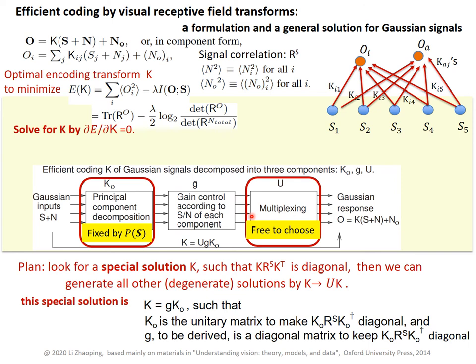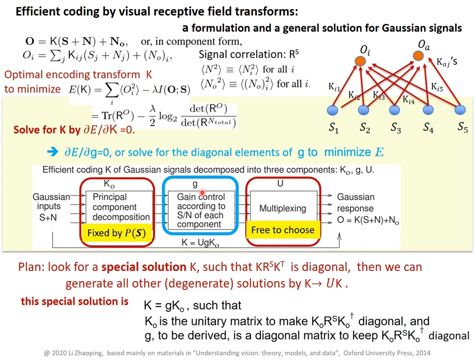And what's left is really the second step, where we have to determine the diagonal values in this diagonal matrix. Therefore, finding this K matrix becomes determining this diagonal matrix with its diagonal terms. So rather than solve for variations on K, you now take variational derivatives for the diagonal matrix to solve for the diagonal elements of G. Combining these three steps together gives us the total K that we actually want, which the neural networks in our brain actually build.